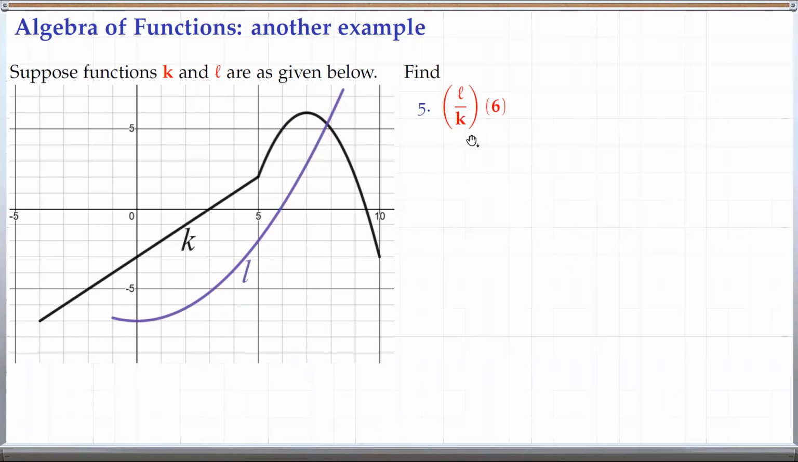But here we have L by k at 6. Let's try to evaluate this. So this is L at 6 over k at 6. L at 6 is 0, the y value on the graph of L, and k at 6 is 5, the y value on the graph of k at x equals 6. So 0 over 5 is 0. L by k at 6 is 0.